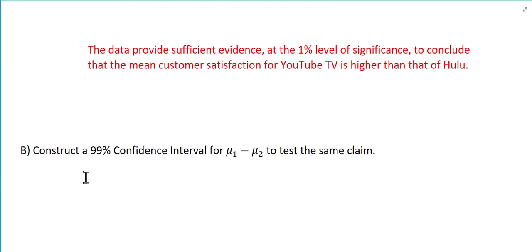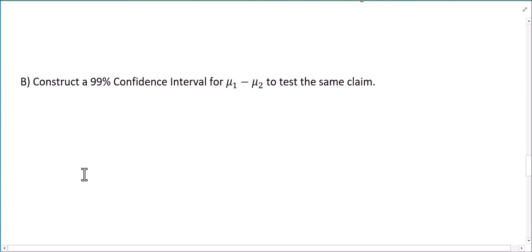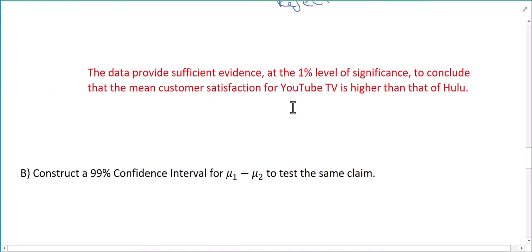Now, part B is asking us to construct a 99% confidence interval for mu1 minus mu2 to test the same claim.